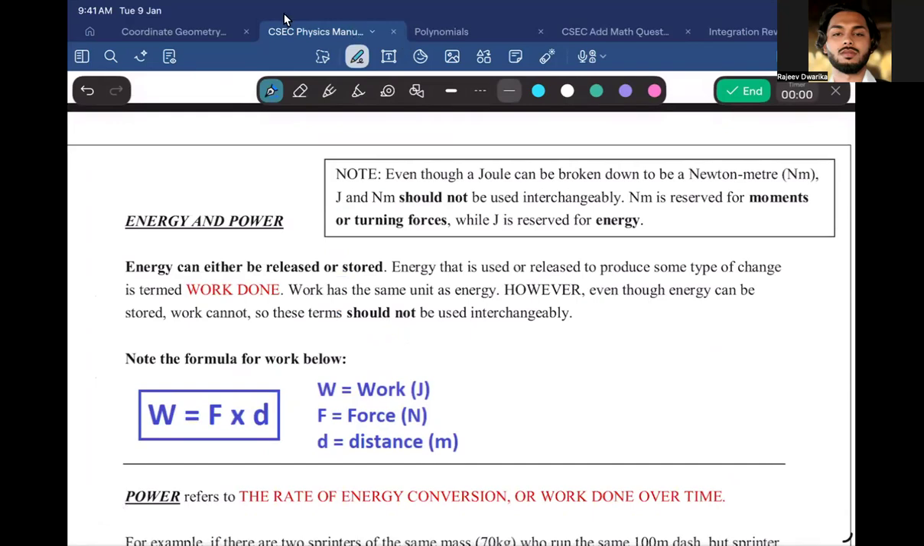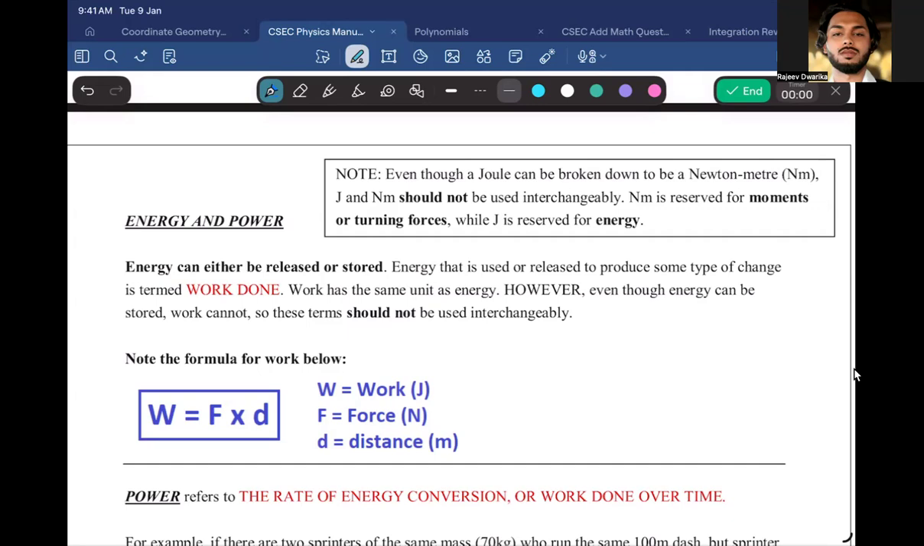Shina, give that a read for me. Energy can either be released or stored, and when it is used or released to produce some type of change, it is termed work done. Work has the same unit as energy. However, even though energy can be stored, work cannot, so these terms should not be used interchangeably.